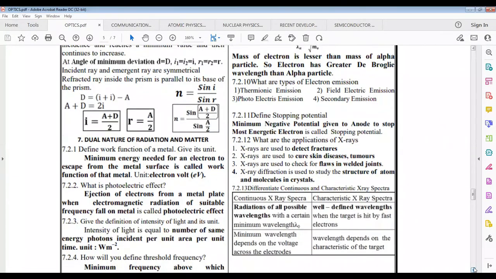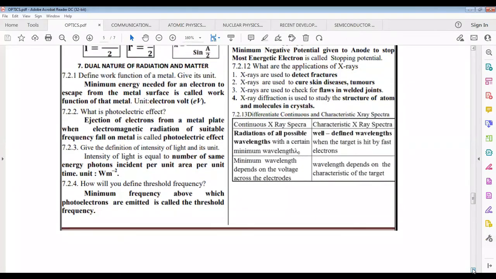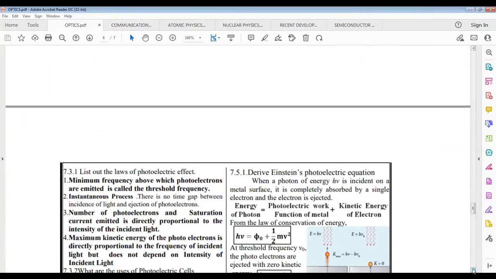These are some of the important questions. Differentiate continuous and characteristic X-rays. In continuous X-ray spectra, you can see all possible wavelengths. But in characteristic X-ray spectra, you have only particular, well-defined wavelengths when the target is hit by fast electrons. In continuous X-rays, the wavelength depends upon the voltage. In characteristic X-rays, it depends upon the target material. These are some of the 2 mark questions as well as 3 mark questions.